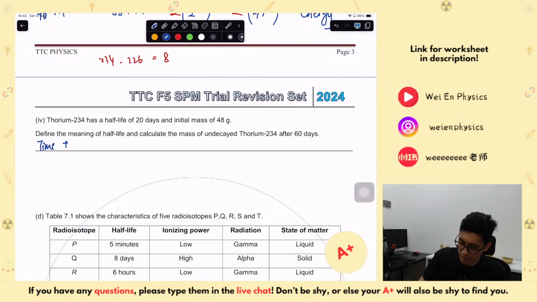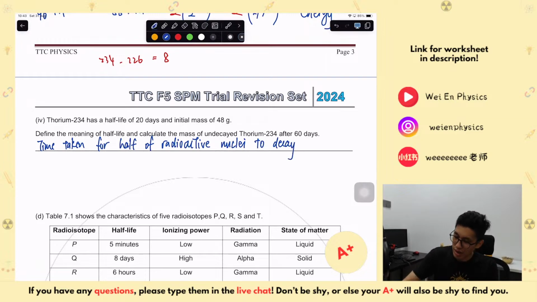So we say time taken for half of radioactive substance or radioactive nuclei or radioactive nucleus to decay. Nuclei is just the plural for nucleus. So even if you don't know how to write nuclei, you write nucleus. Never mind, can. Correct. Okay, so time taken for half of radioactive nuclei to decay.